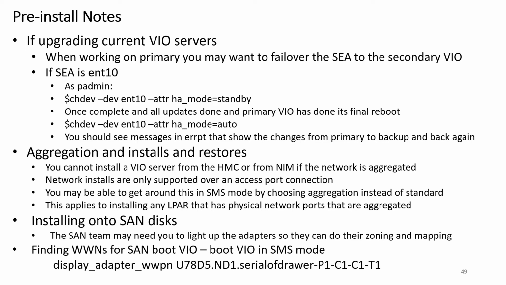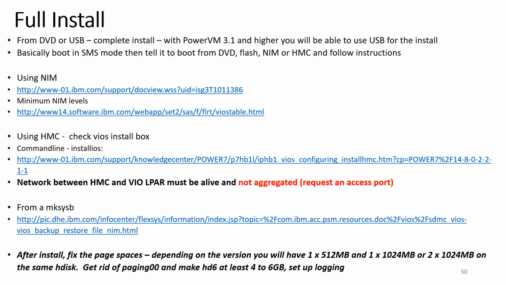And if you are installing onto SAN disks, the SAN team might need you to light up the adapters so they can do their zoning and mapping. So one way to do it is to boot the VIO into SMS mode and then use the display adapter WWPN command. You have to get the full port name in order to get that WWPN. So this would be whatever the node. This is from an 880, so it's the node and the serial number of the drawer has to be plugged in and so on. But it will come back with the WWPN. Sorry, the WWN.